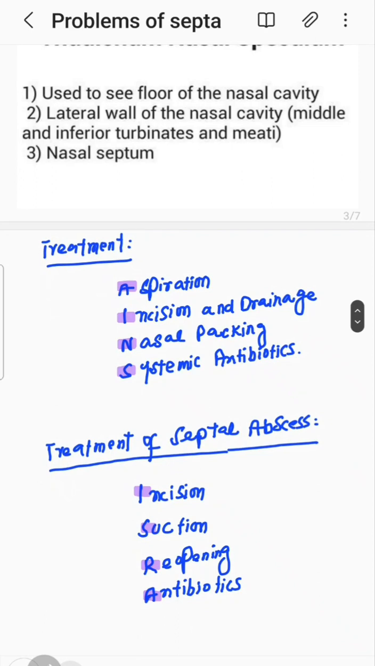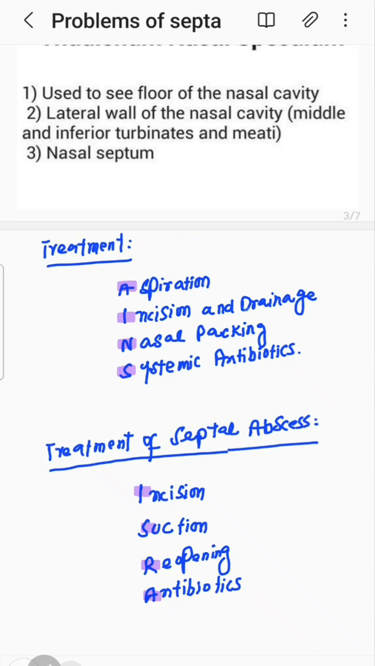Okay. So what is the treatment of a nasal septum hematoma? The mnemonic is AINS, which is basically the aspiration using a wide bore sterile needle. Okay? And if it is a larger hematoma, then you'll have to give an incision and drainage which is parallel to the nasal floor.